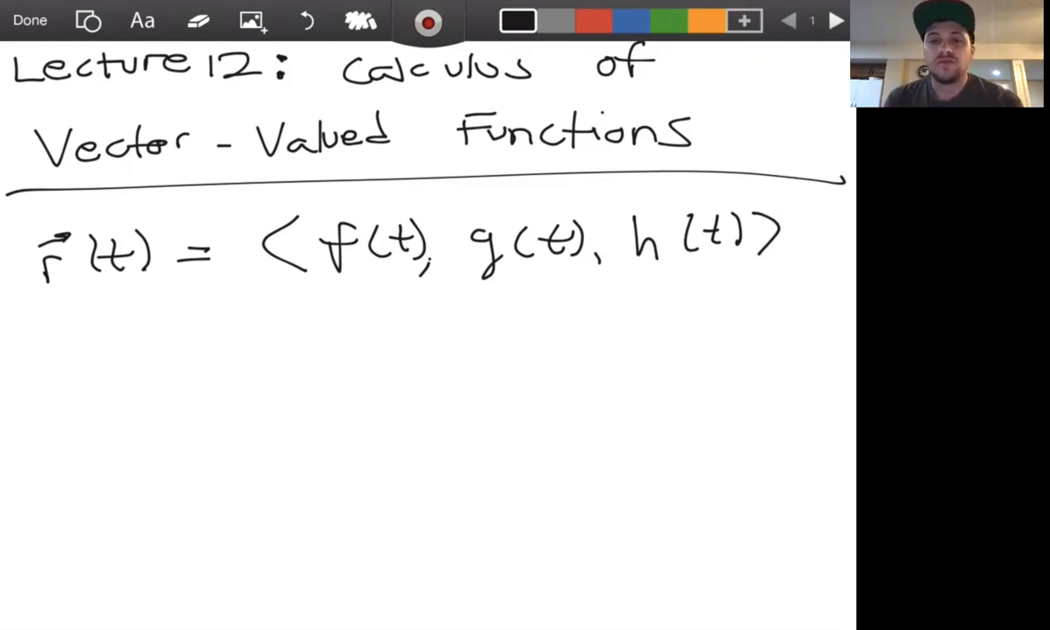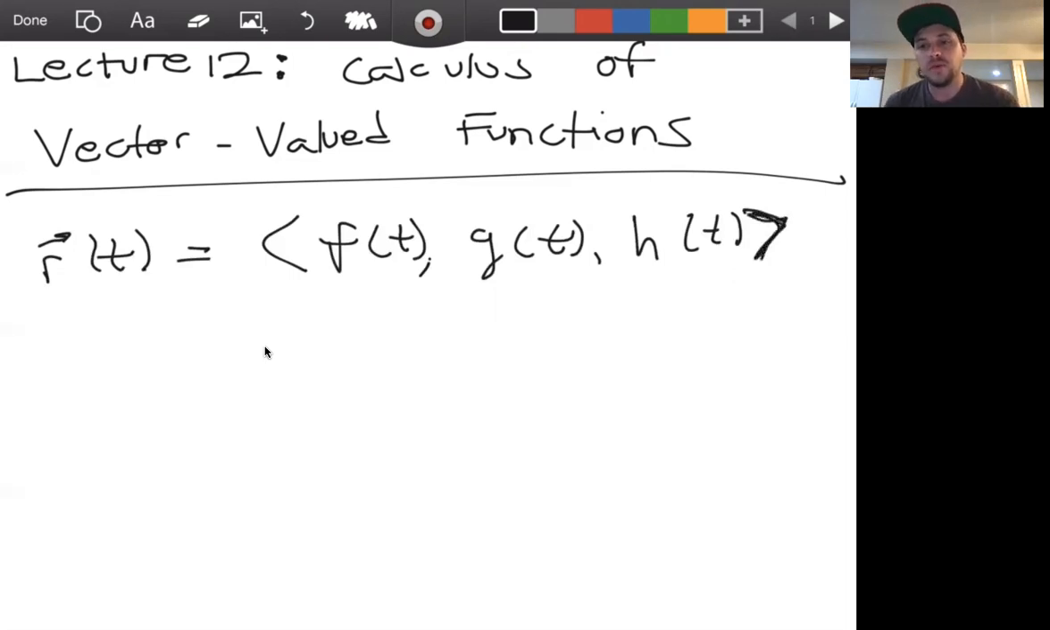We saw what it means for the limit of a vector valued function to exist. Remember, the limit is a vector. We saw that there's a handful of properties that need to hold for a vector valued function to be continuous, namely that the function at the limit exists, that the value of the limit exists, and that they're the same, right?